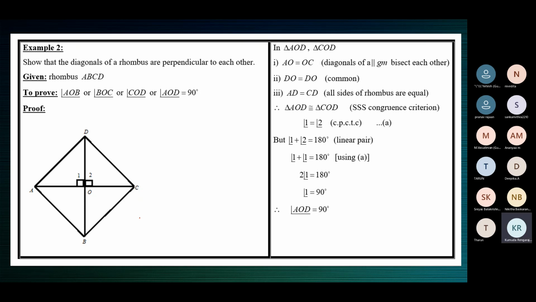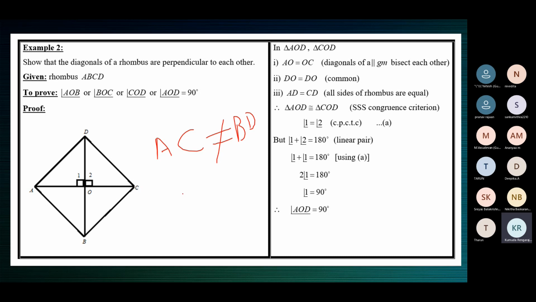Ma'am, I can't understand how the diagonal AO is equal to OC. Property of a rhombus. Shreyas, in a rhombus, diagonals are unequal, but they bisect each other. AC is not equal to BD. If it's only a rhombus, AC is not equal to BD. Diagonals are not equal, but they bisect each other.